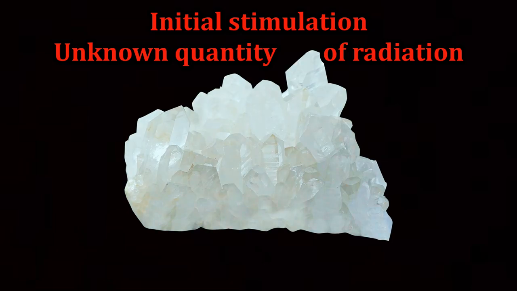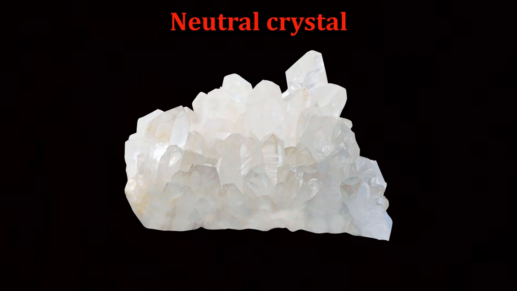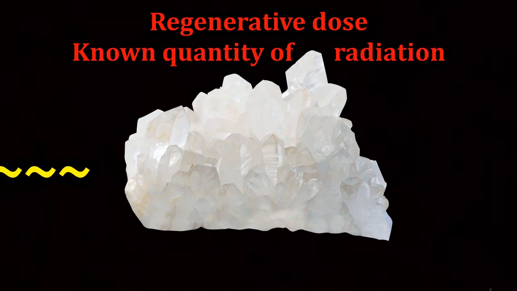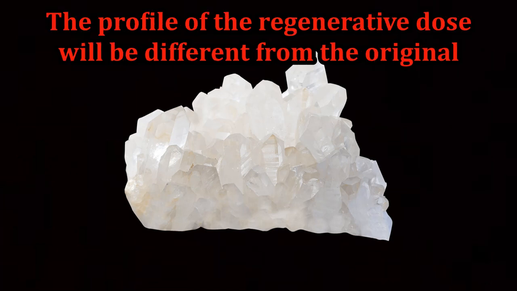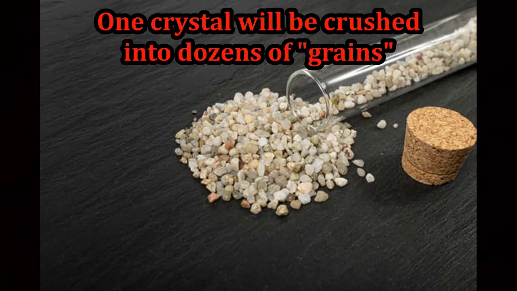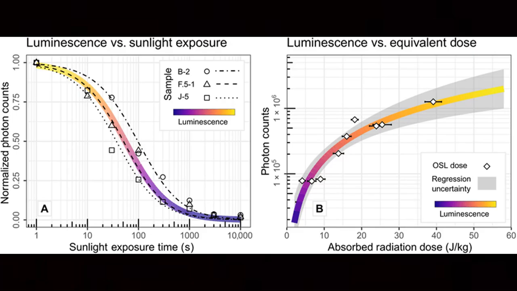After an equivalent dose sample has been stimulated and the luminescence has been observed, scientists expose the now neutral crystal with a so-called regenerative dose of radiation and subject it to stimulation again to see how the crystal responds to a known quantity of radiation. This is done multiple times with many different subsamples. The original, natural luminescence profile is charted on a graph alongside the data from the other samples and regenerative doses.